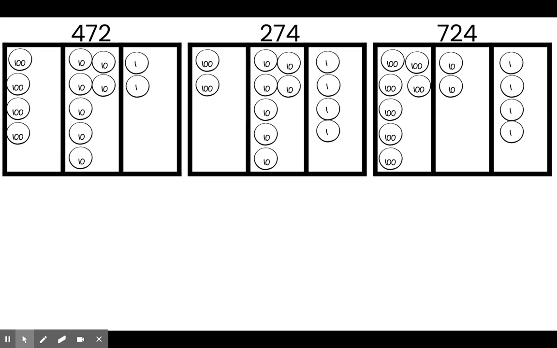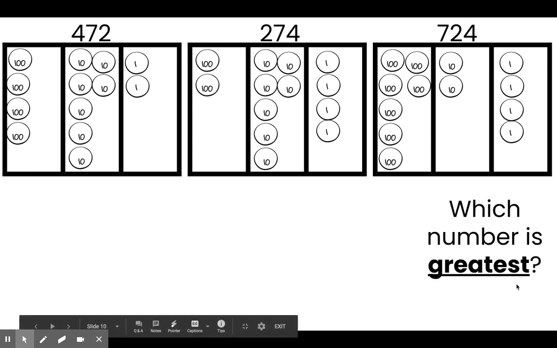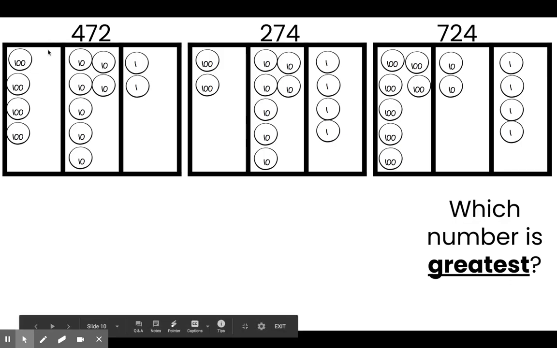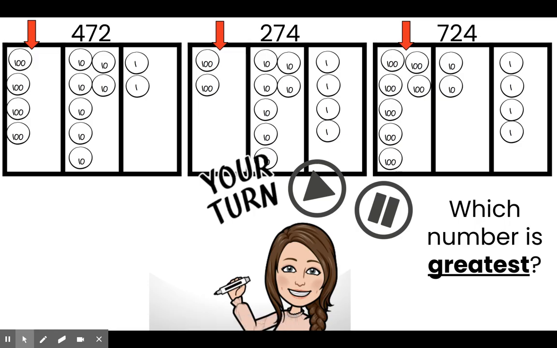Now, we're going to take these numbers that we have represented in place value discs and answer some questions. The first question I want you to answer is which number is greatest? Remember, we can compare numbers by looking at the units, starting with the largest unit. Today, the largest unit we're working with is hundreds. So look at the hundreds place value in each of those numbers. Can you tell which number is the greatest? I want you to pause the video. Figure out which number is the greatest and then press play.